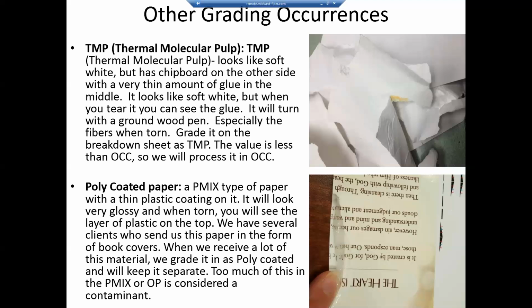Polycoated paper, which we discussed earlier, is a P-mix type of paper with a thin plastic coating on it. It will look very glossy, and when torn, you will see the layer of plastic on top. We have several clients who send us this paper in the form of book covers. When we receive a lot of this material, we grade it in as polycoated and will keep it separate. Too much of this in the P-mix is considered a contaminant.